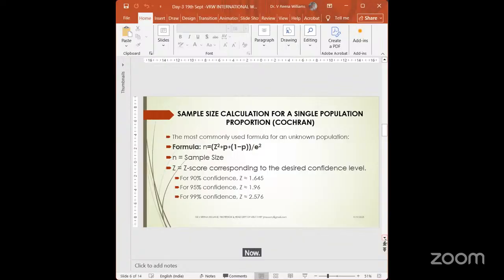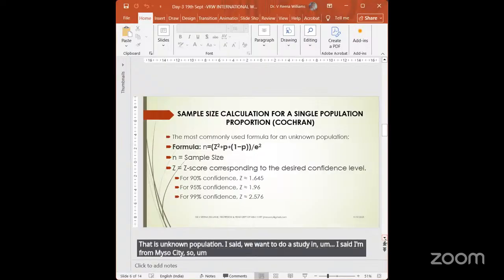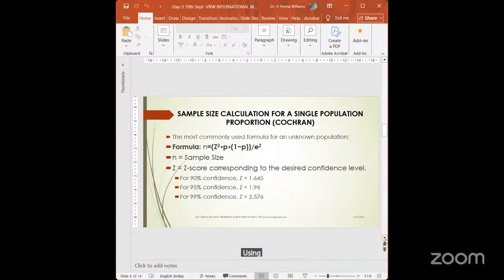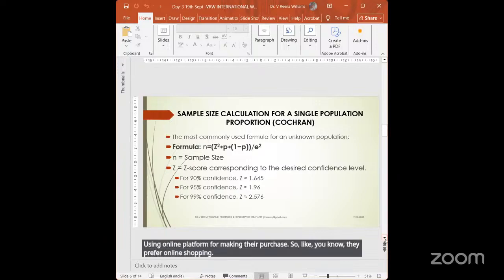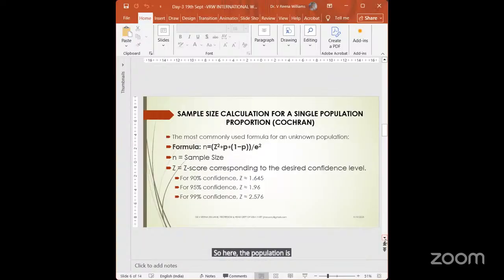Now, the most common formula that we use is for a single population, that is an unknown population. I said we want to do a study, I'm from Mysore city, on people in Mysore who are using online platforms for making their purchases. So they prefer online shopping. Here the population is unknown, right? A huge number. So it's unknown.